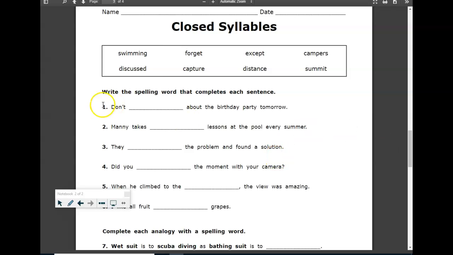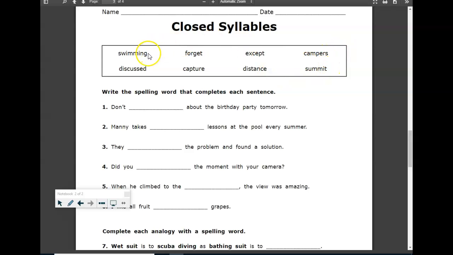So, closed syllables. Let's take a look at this first one. What you're going to do is write the spelling word that completes each sentence. So let's take a look at the spelling words for this week. We have swimming, disgust, forget, capture, accept, distance, campers, and summit.